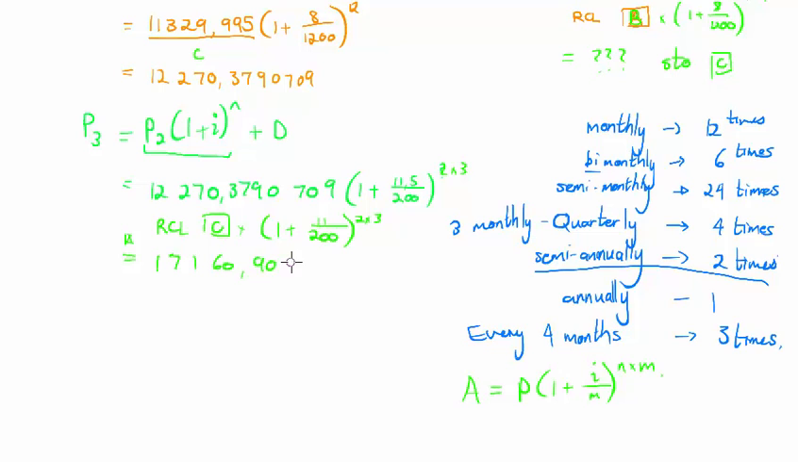So it's 17160.90697. And 3. Okay. 90693. 6937.3. Just that, no 7 at the end. Oh, okay. Cool. Okay, this is our value at P3.